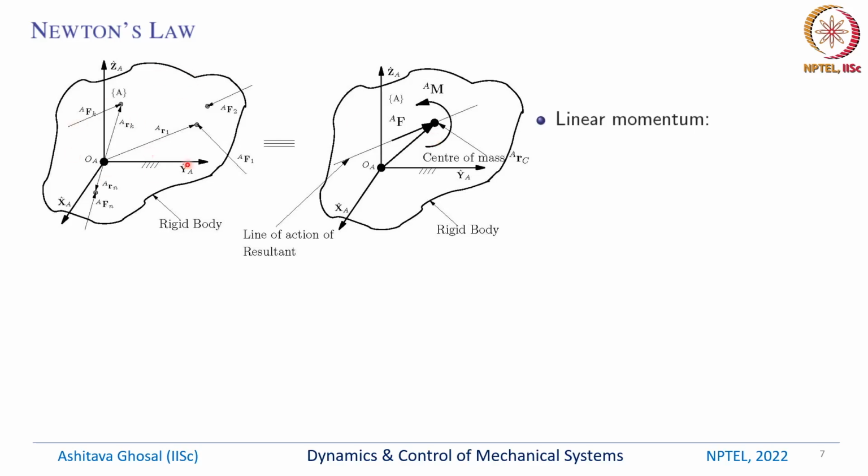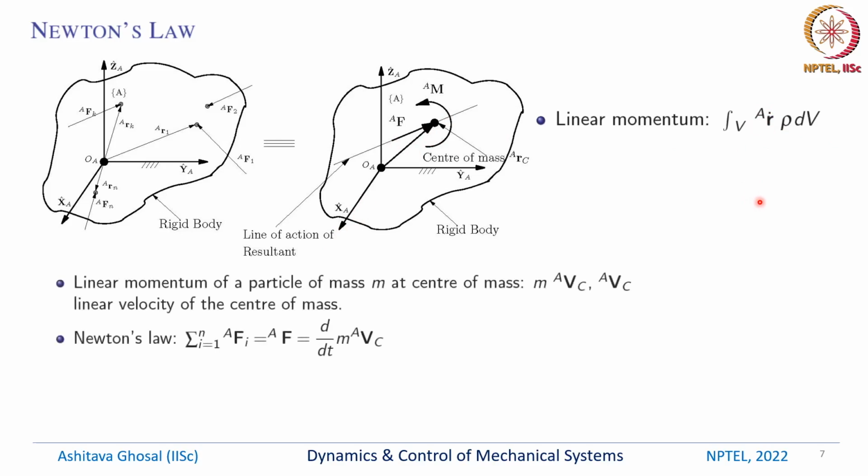So these two pictures are equivalent. Instead of having n forces, we can have a single force and a single moment about the center of mass. The linear momentum of this rigid body can be obtained as the volume integral of A R dot rho dV. What is A R dot? It is the velocity of the center of mass or velocity of some other point. Most of the time we will use the center of mass.